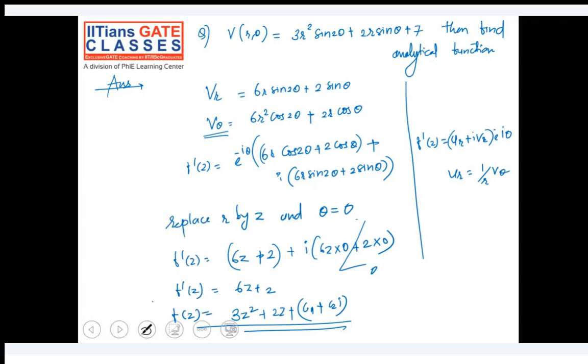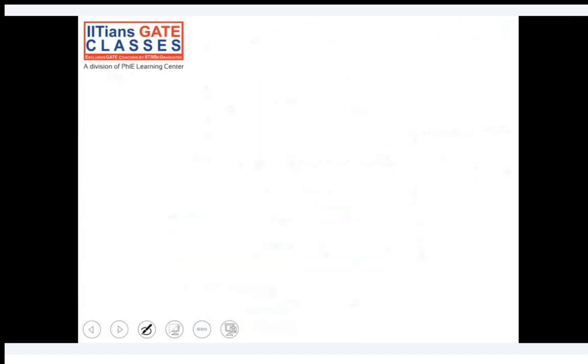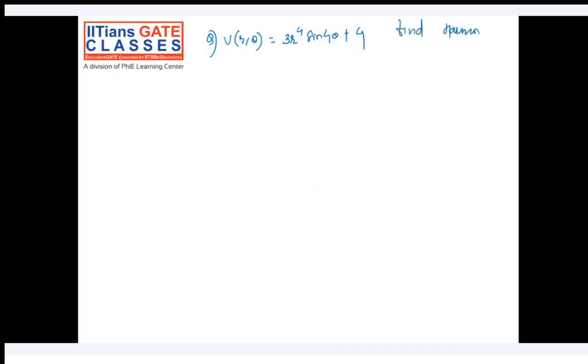The next type of question is the third type. V of r comma theta is equal to 3r raised to the power 4 sine of 4 theta plus 4. Find the harmonic conjugate. What is the meaning of harmonic conjugate? You are supposed to find u from this. V is given, you are supposed to find u.